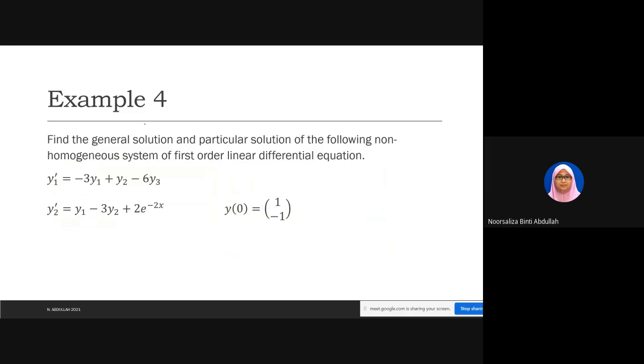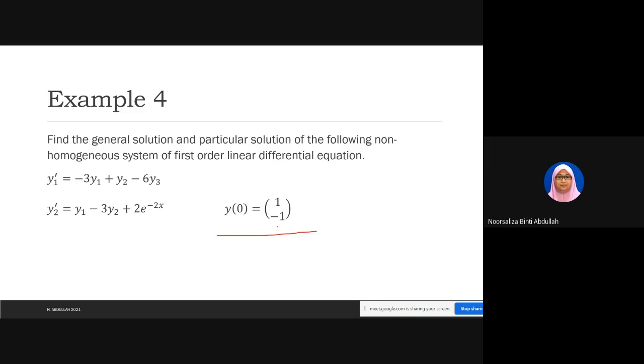So look at this example. Example 4: find the general solution and particular solution of the following non-homogeneous system of first order linear differential equations. Now you have two equations, y1 and y2. Given here, y1 prime equals minus 3y1 plus y2 minus 6, and y2 prime equals y1 minus 3y2 plus 2 exponent minus 2x. And they give you the initial conditions: when x equals 0, y1 equals 1 and y2 equals minus 1.